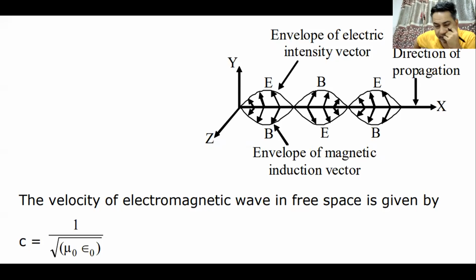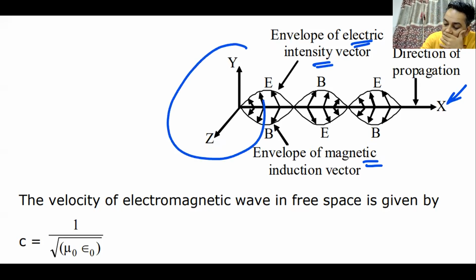Well, then let's move ahead and see how this time varying electric and magnetic field looks. As you can see, this is the direction of propagation. The wave is propagating along the x-axis, and you see the electric field, electric intensity, and magnetic field. They are both perpendicular to each other. So if the wave is propagating in the x direction, both of these would be in the YZ plane. Do we understand this? Yes or no?